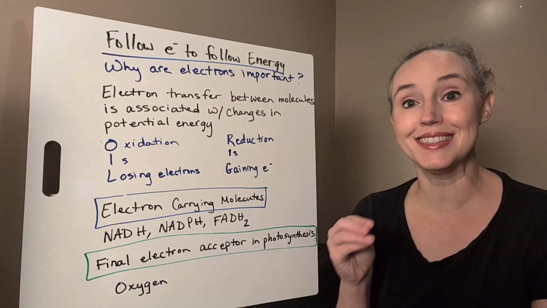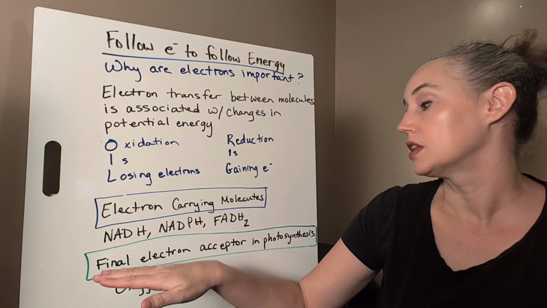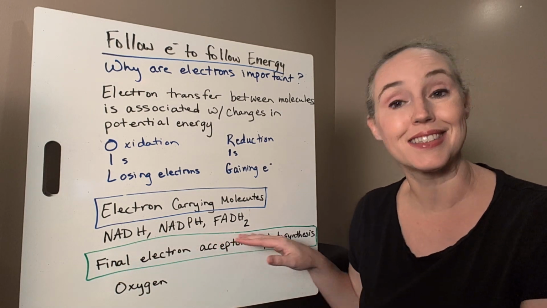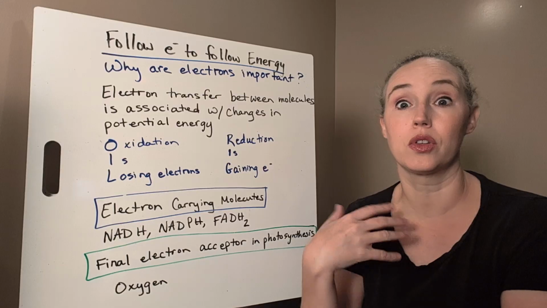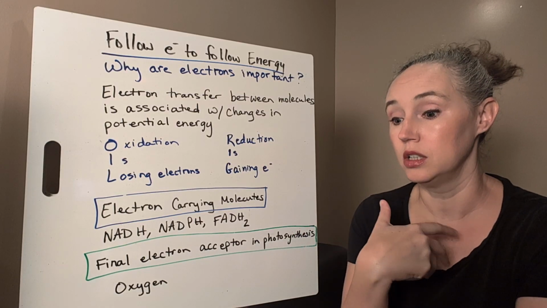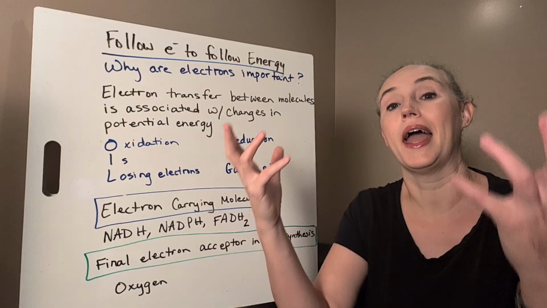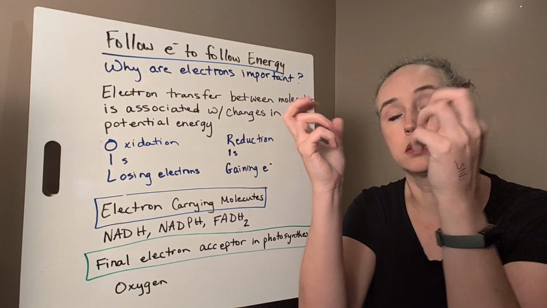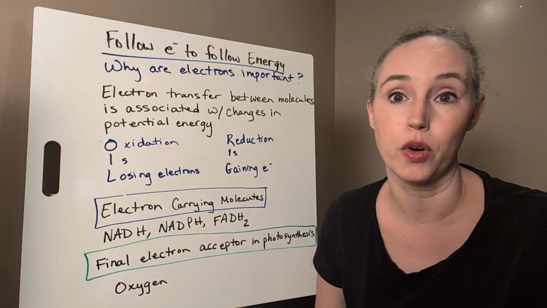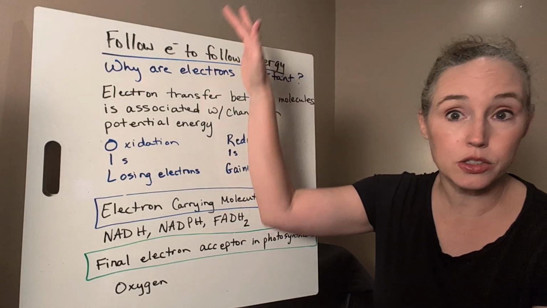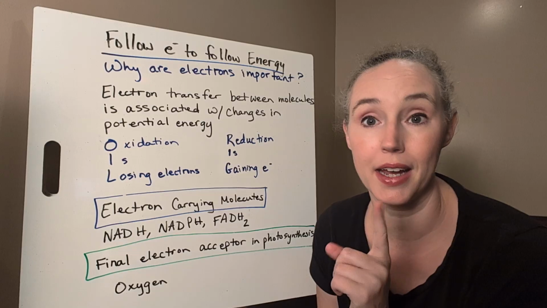Also, you're going to see in photosynthesis, the final electron acceptor is oxygen. So an oxygen atom is going to accept electrons and then be able to form O2 and then be a byproduct of photosynthesis. So following the electrons helps us follow the energy.